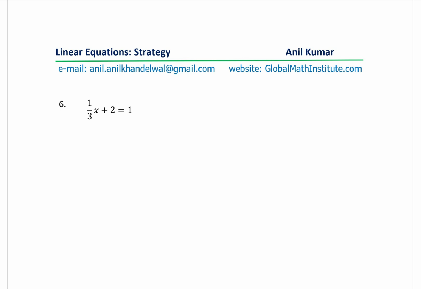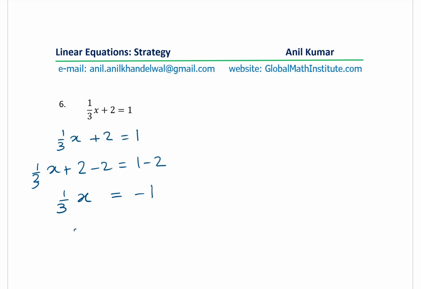So the question here is 1 over 3 x plus 2 equals 1. First thing, we have to get rid of 2 from here. How do you do that? Well, it is plus 2, so we'll take away 2 from both the sides. When you take away 2 from both the sides, you get 1/3 of x as equal to minus 1. Now, we will multiply by 3. So when you multiply by 3, you get x equals minus 3 as your solution.